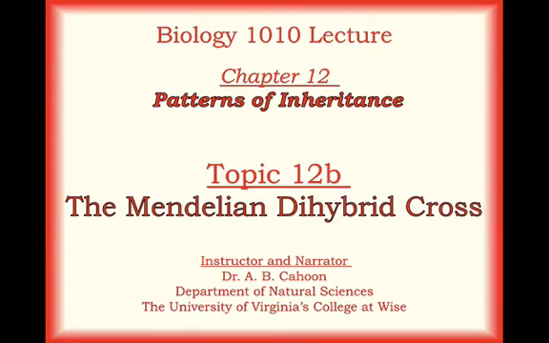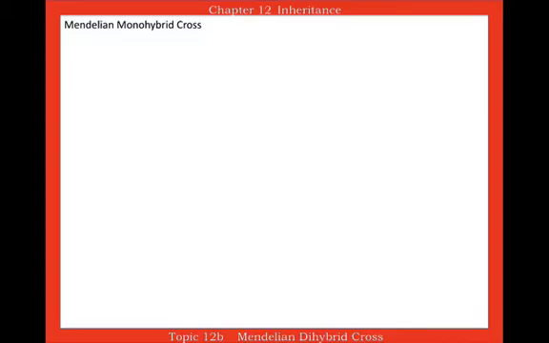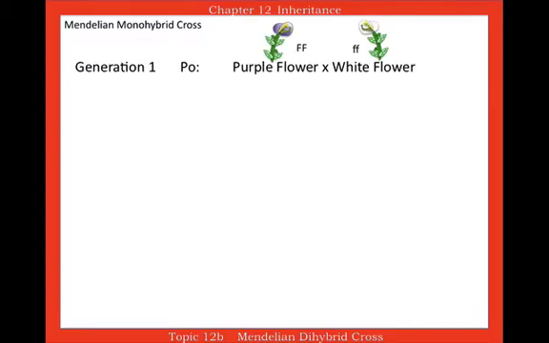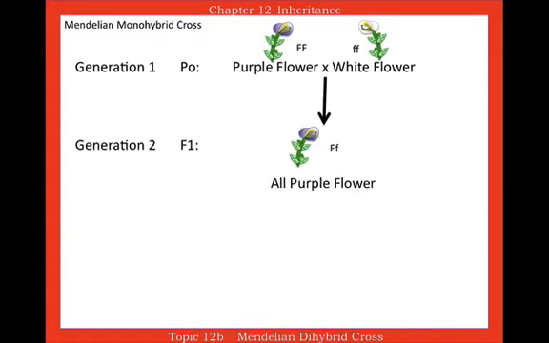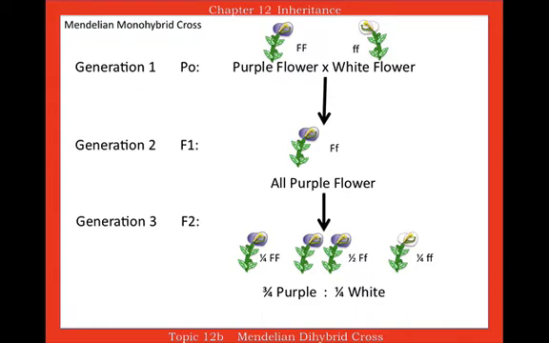Topic 12b, the Mendelian dihybrid cross. In the previous video, we considered a Mendelian cross with a single trait, which is also called a monohybrid cross. In it, we followed a single trait with two alleles across 3 generations and saw how the alleles will segregate from one another each generation.